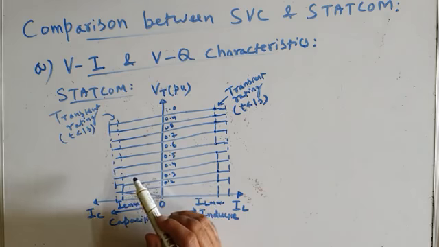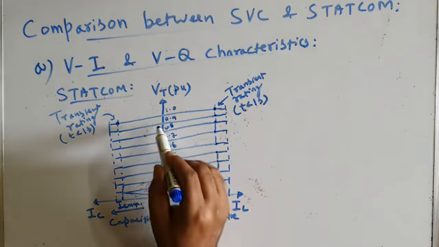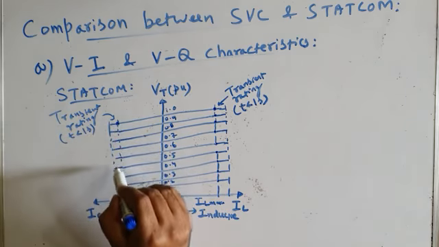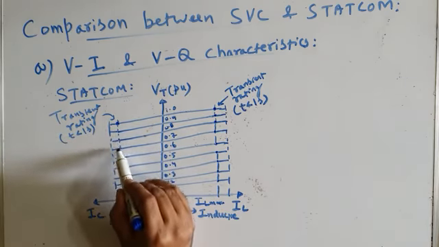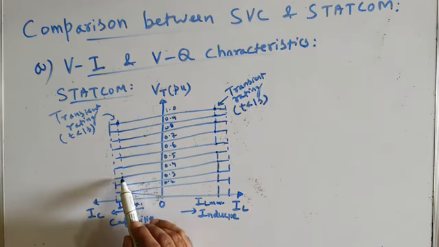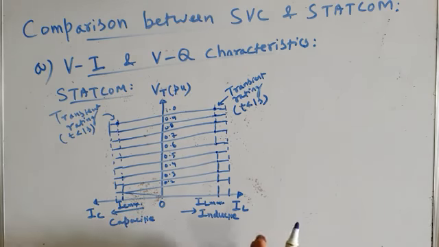Similarly, if you assume that the STATCOM is operating in the capacitive mode, and it is drawing maximum capacitive current, IC max, at a bus voltage of 1 per unit, you can see as the bus voltage decreases, the current does not decrease, current remains constant. Say for example here, bus voltage is 0.3 per unit, but what about current? Current is the same, it is still IC max. So therefore, the reactive current, which may be either inductive current or capacitive current drawn by a STATCOM, is independent of the bus voltage.